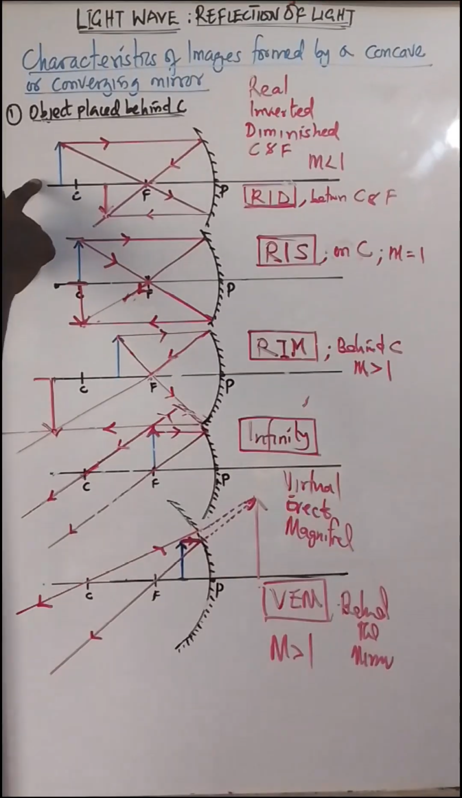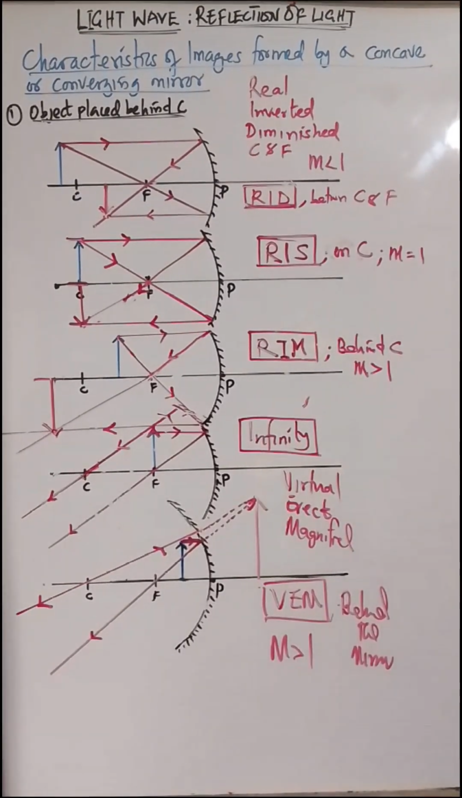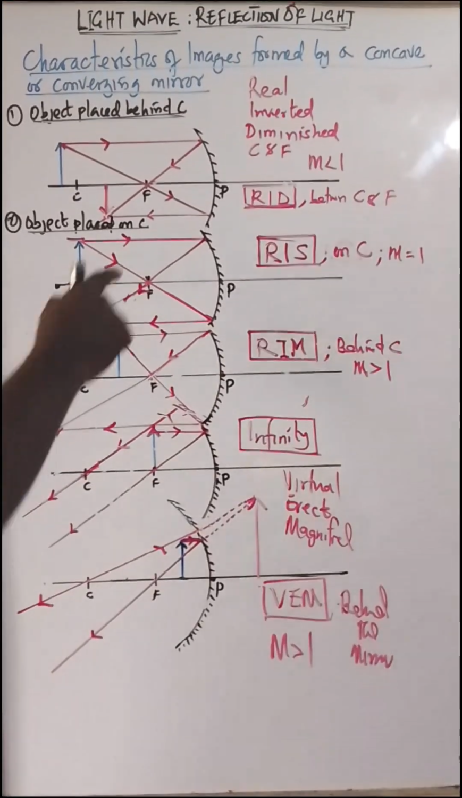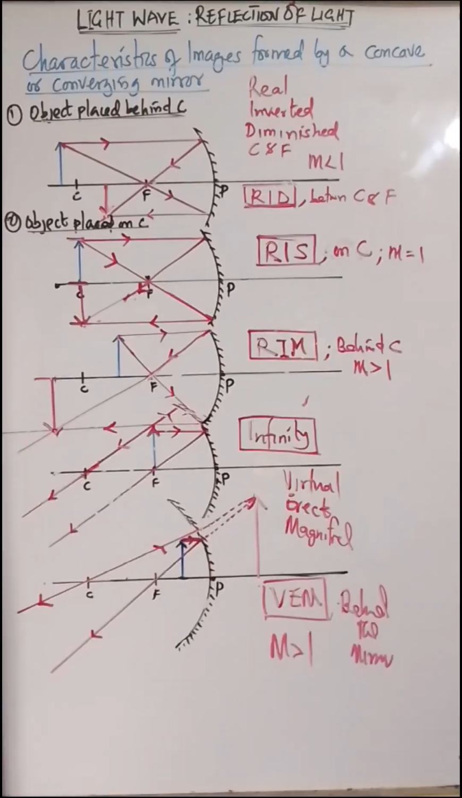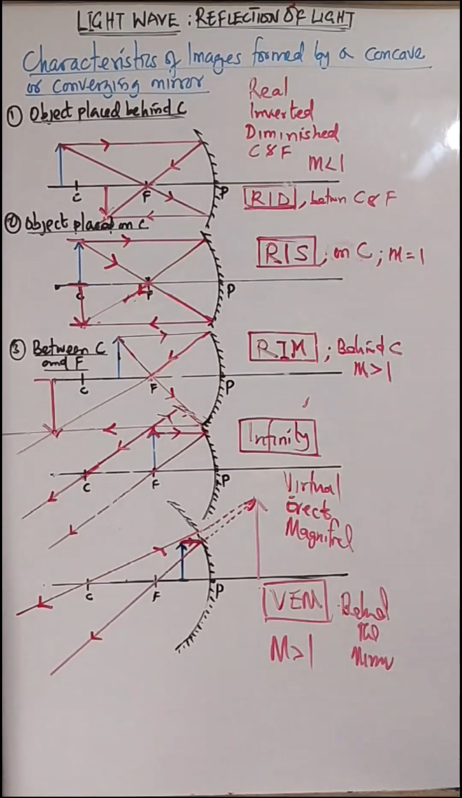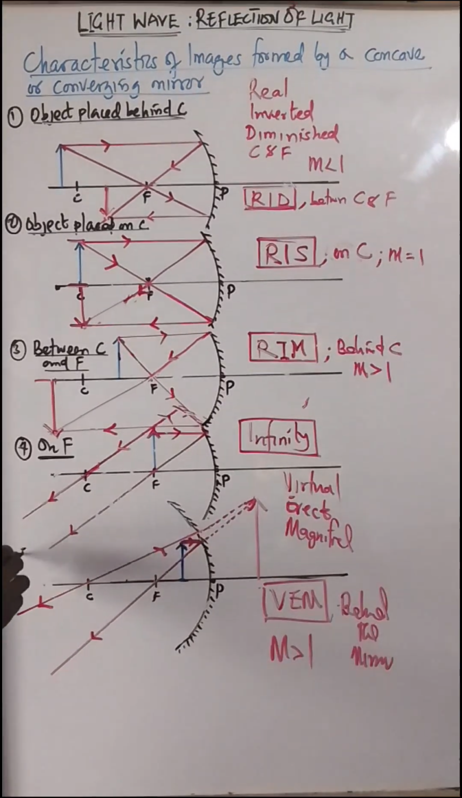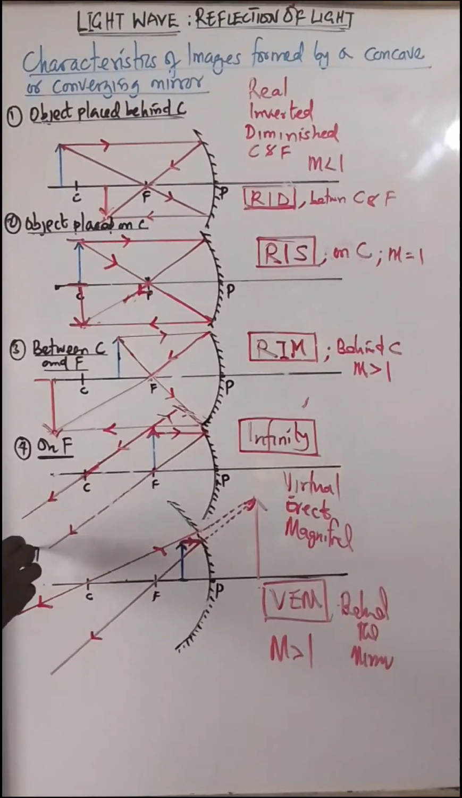First one is when the object is placed behind C, center of curvature. The next one is when the object is placed on C. Next, object placed between C and F. Next, object placed on F. Then last, object placed between F and P.